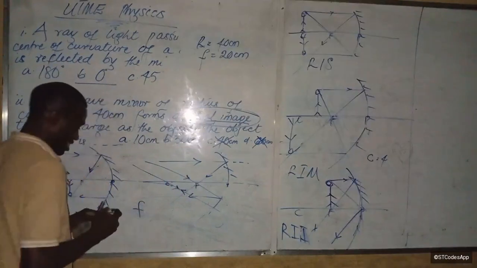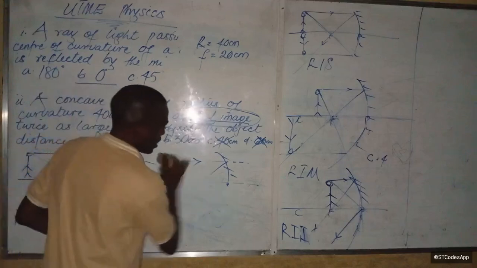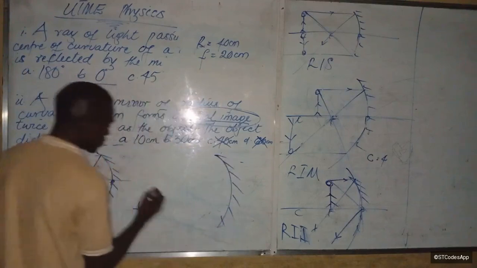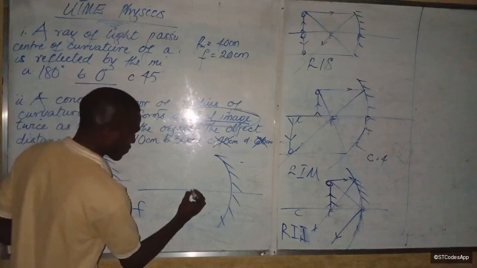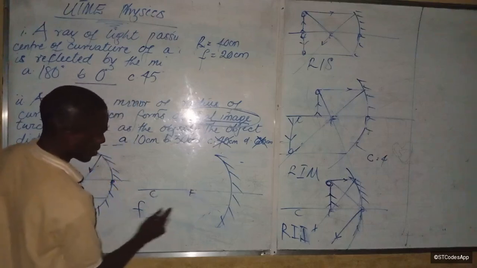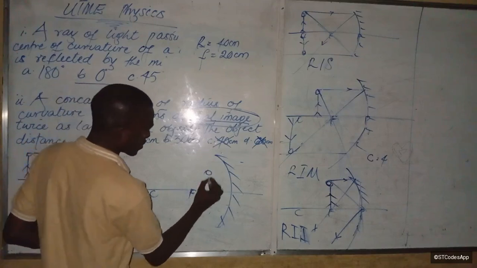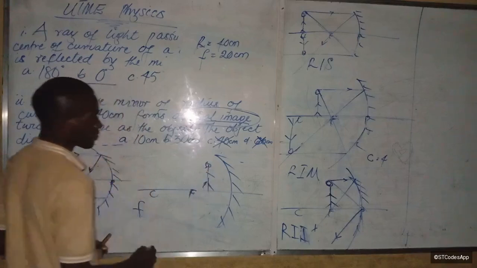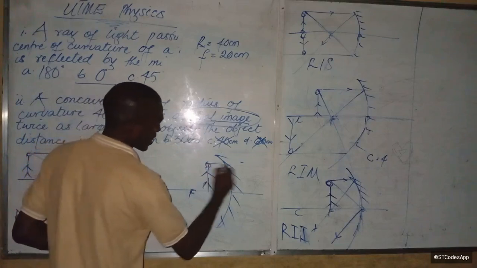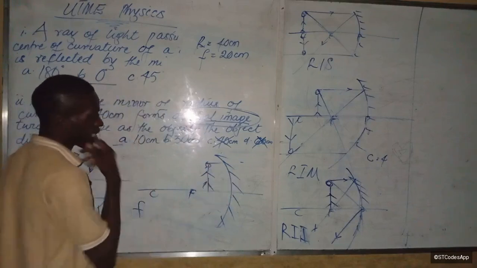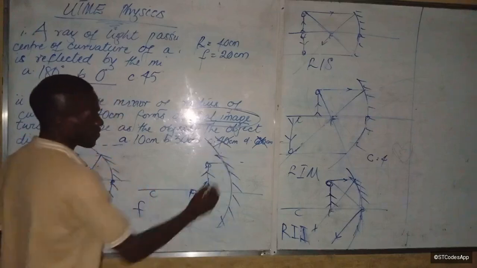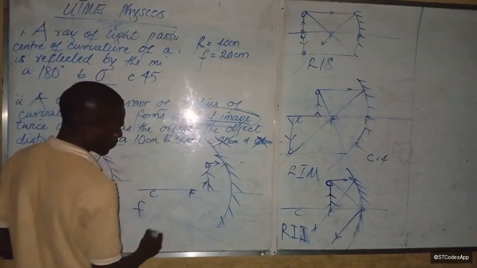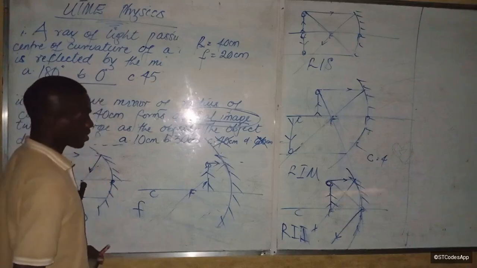Let me quickly show you that. Let's place an object between F and P, and let me show you what it forms. This is F, and this will be our C. Now, if you place an object here, and you draw a ray of light incident here, by the time it comes back, we don't want to draw something that will come through the center of curvature like this. Is that okay?